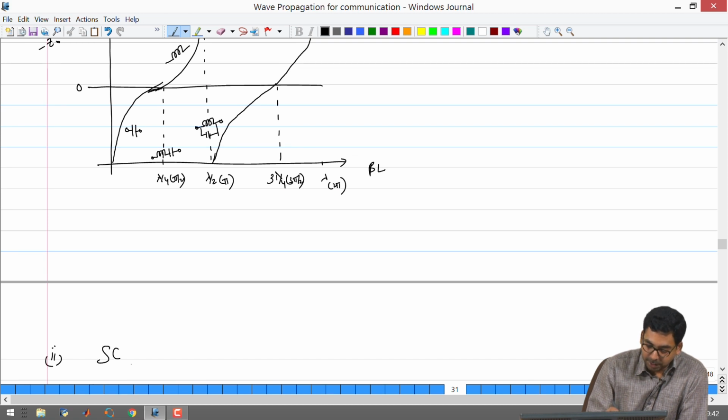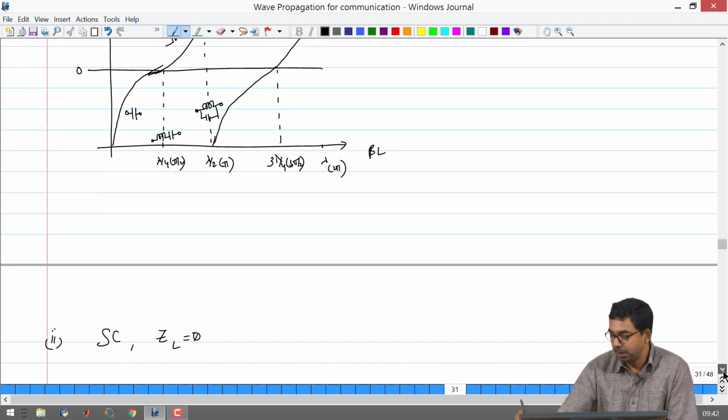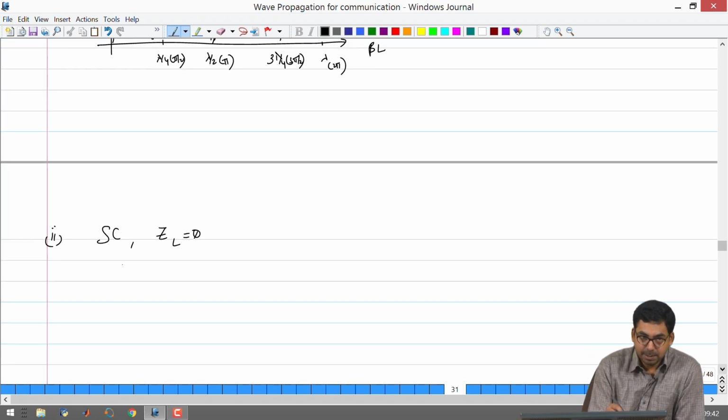Just to be complete, I will also write down the short circuit condition, that means ZL is equal to 0. So far we have seen the case with open circuit. See the short circuit case, right.